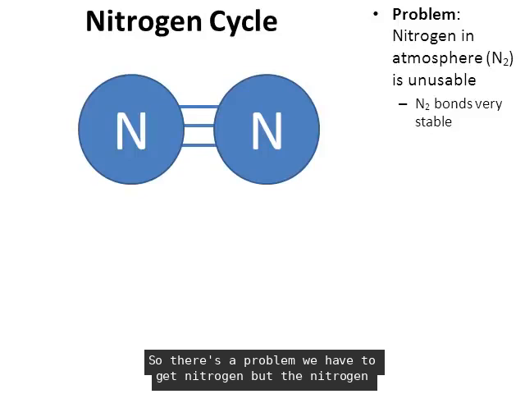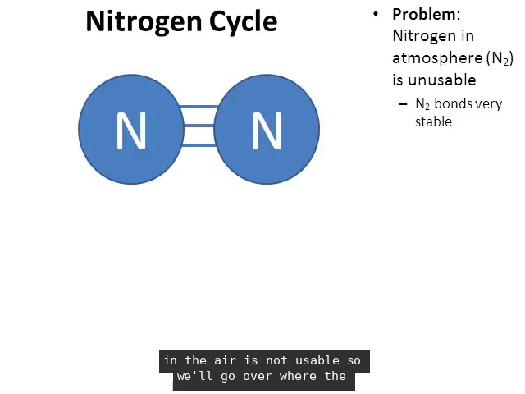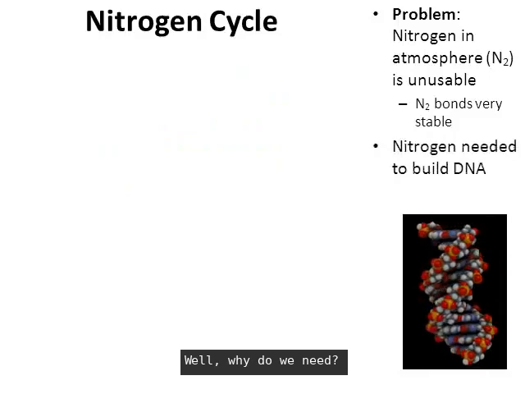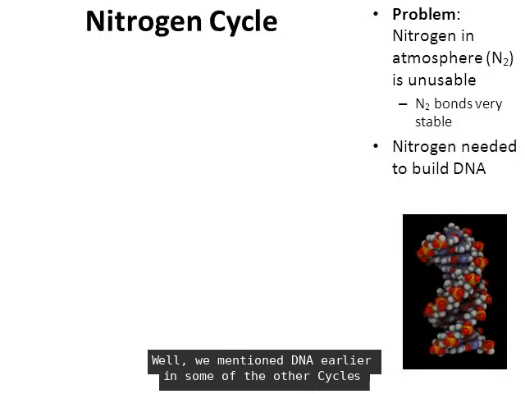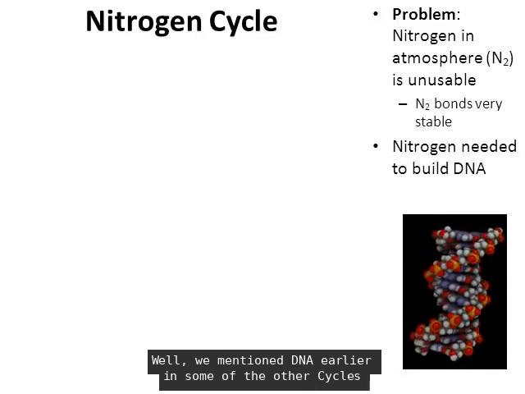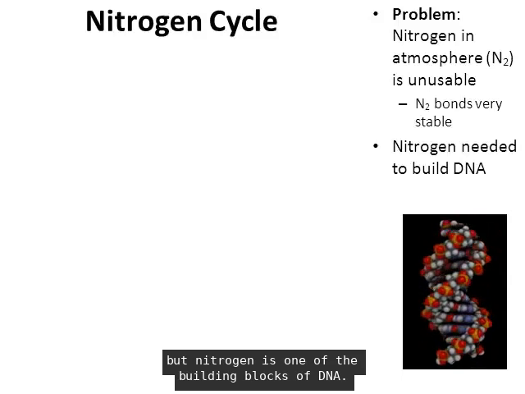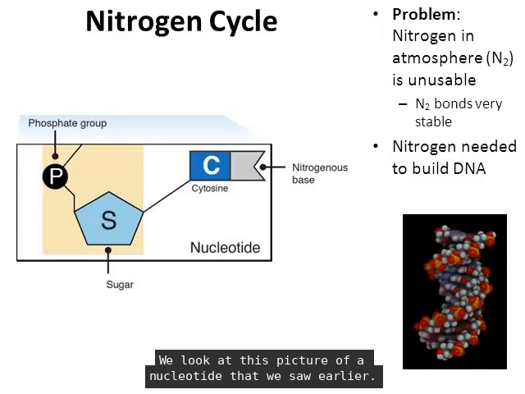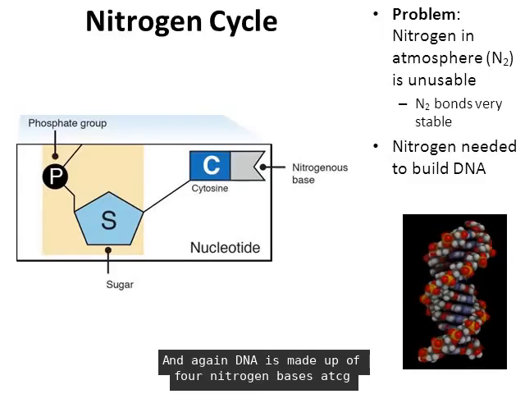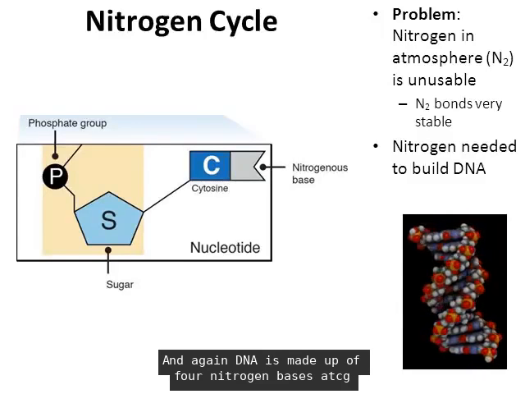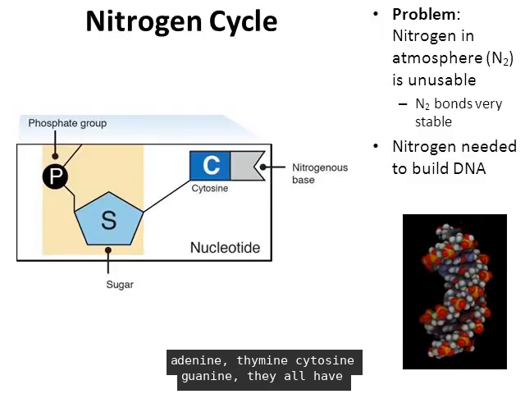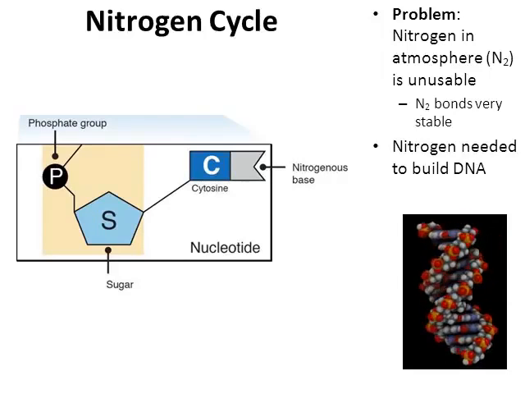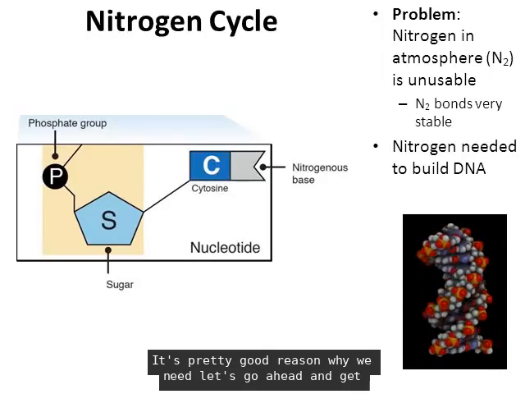So there's a problem. We have to get nitrogen, but the nitrogen in the air is not usable. So we'll go over where the nitrogen then comes from. Well, why do we need nitrogen in the first place? Well, we mentioned DNA earlier in some of the other cycles, but nitrogen is one of the building blocks of DNA. We look at this picture of a nucleotide that we saw earlier, and again, DNA is made up of 4 nitrogen bases, A, T, C, G: adenine, thymine, cytosine, guanine. They all have nitrogen in them. So the fact that DNA is made from nitrogen is a pretty good reason why we need it.